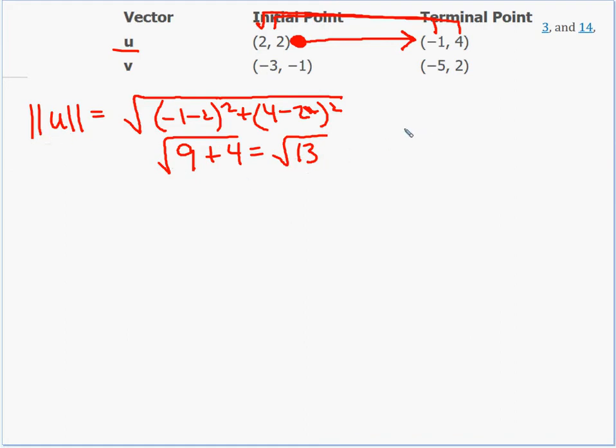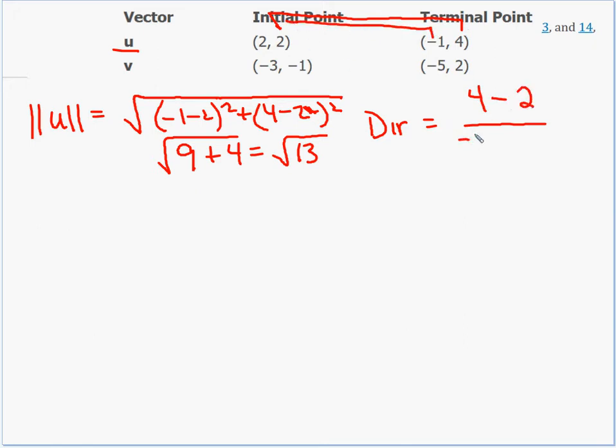And now let's find the direction or the slope. Direction or slope. So we're just going to do y minus y over x minus x. Here y minus y will be 4 minus 2 over top of negative 1 minus 2. So that'll be 2 in the numerator, 3 downstairs, and it's a negative. So negative 2/3 is the direction of vector u.